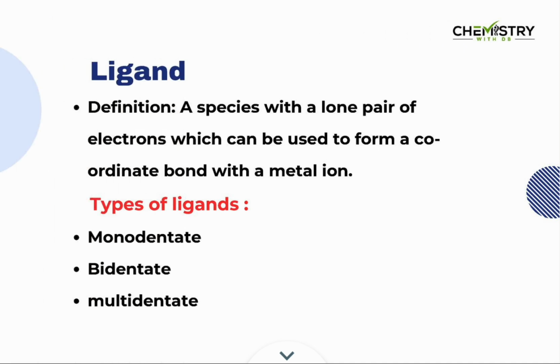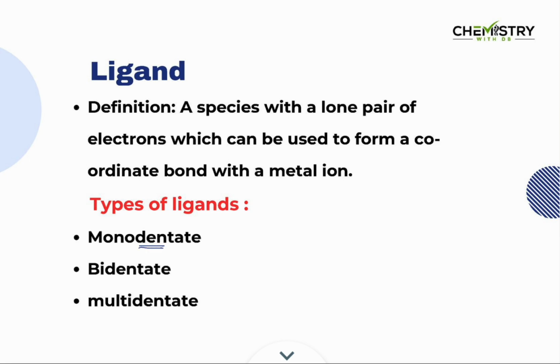Next is the concept of ligands. So the definition of a ligand is: it's a species with a lone pair of electrons which can be used to form a coordinate bond with a metal ion. That metal ion could be a transition metal or any other metal also. There are three different types of ligands: monodentate, bidentate, multidentate. Here it helps to understand the dent part.